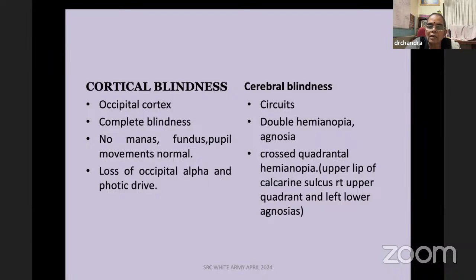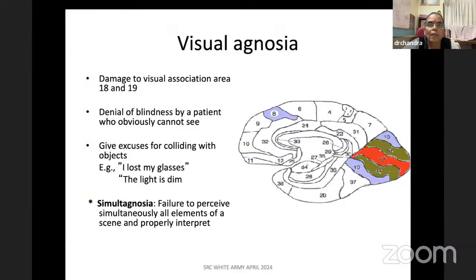And crossed quadrantanopia: a lesion of the upper lip of the calcarine sulcus will produce a right upper and left lower quadrantanopia. So this is a very peculiar type of field defect. And then they may have the menace reflex because the superior colliculus is there. So when you put the hand in front, reflexively, they may close their eyes. The fundus is all normal. And so it is an agnosia, and that is a cortical blindness.